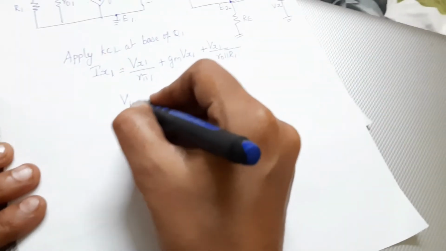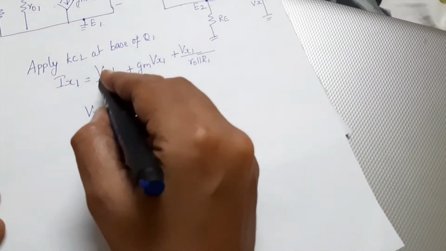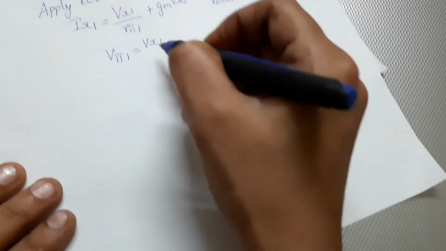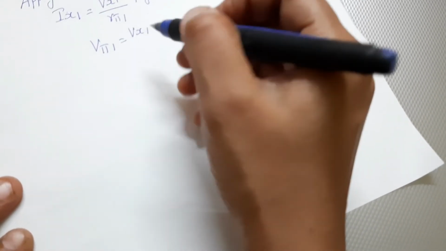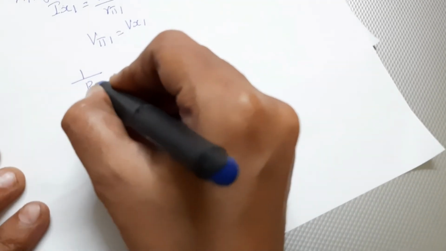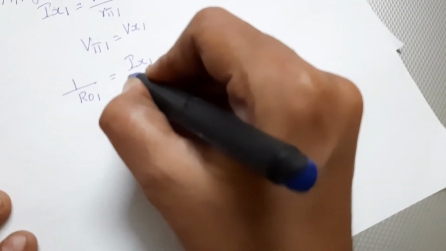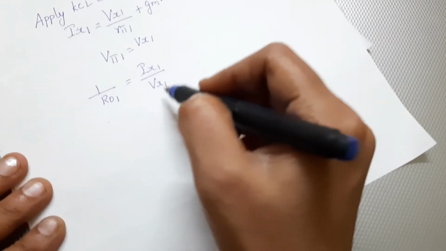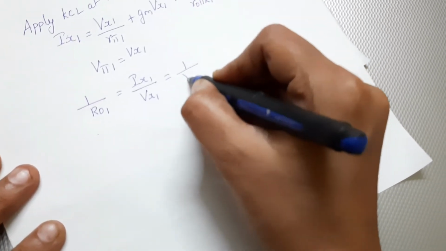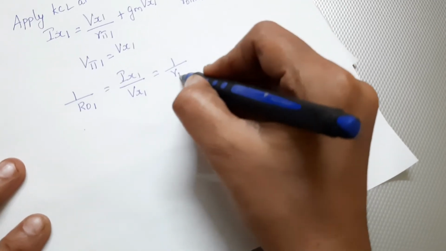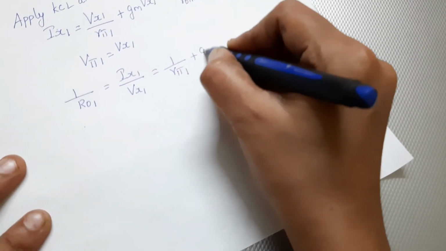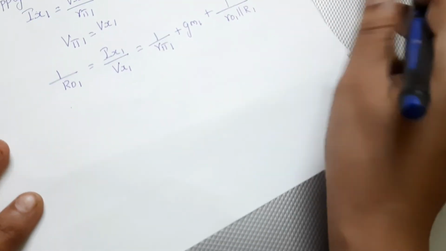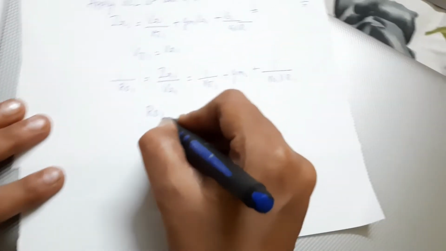So we know here Vπ1 is nothing but Vx1. In all these places wherever Vx1 is, actually Vπ1 should be there. Since I've considered Vx1 over here, I have written the entire equation in terms of Vx1. Therefore 1 by R01 will be equal to I by V. Actually R is equal to V by I, and I've written it in terms of 1 by R, therefore it is I by V. That will be equal to 1 by Rπ1 plus gm1 plus 1 divided by R0 parallel to R1.